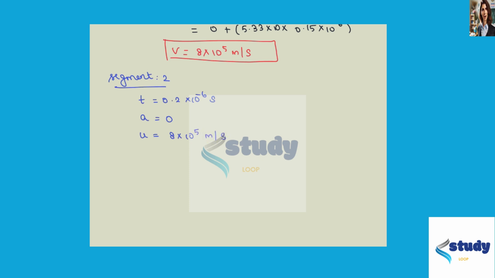Now here I am finding the displacement S2. So S2 is equal to ut plus half at square. In this case, only the first part remains, that is 8 into 10 power 5 multiplied by the time, 0.2 into 10 power minus 6, and as the acceleration in this segment is 0, the second term will reduce to 0, and we get the displacement during this phase is 0.16 meter, or in terms of centimeter it is 16 centimeter.